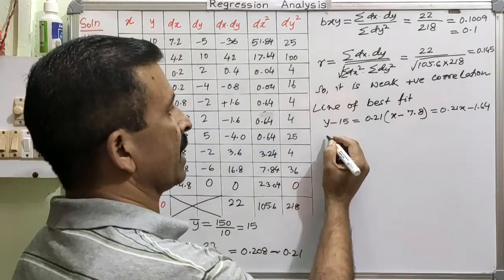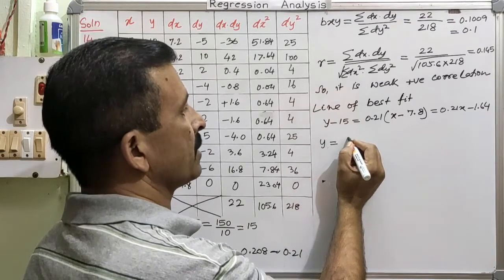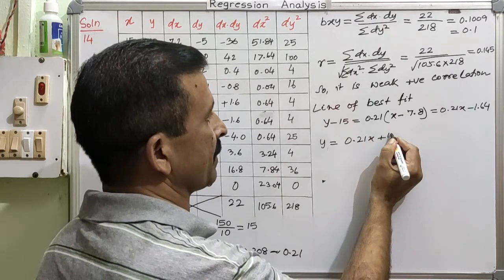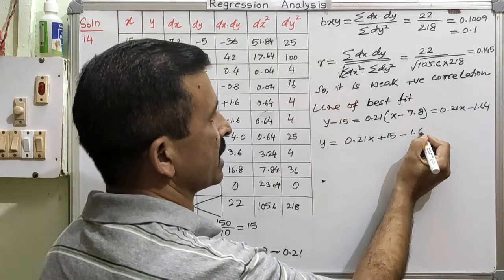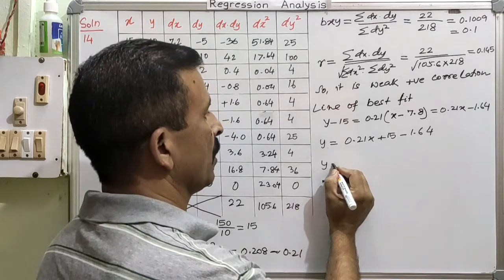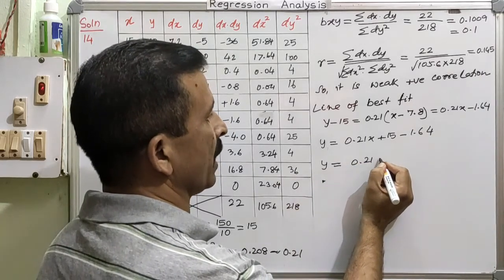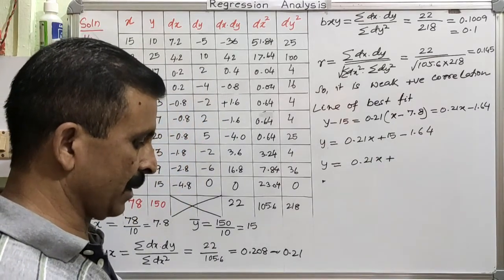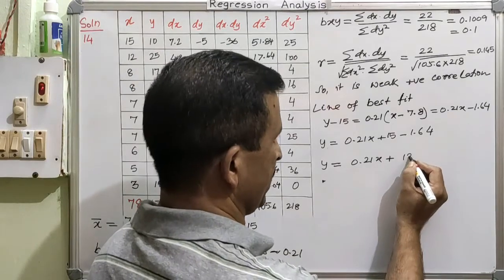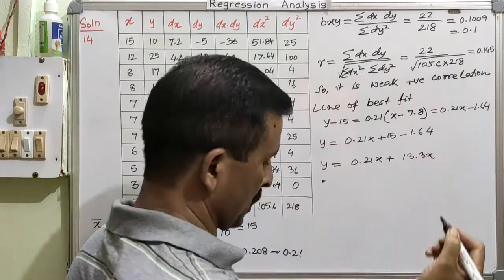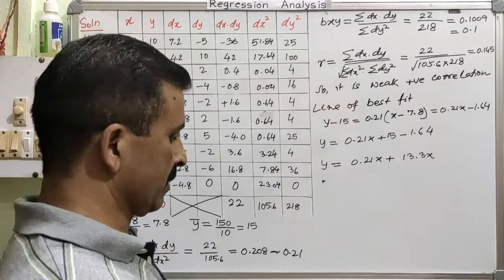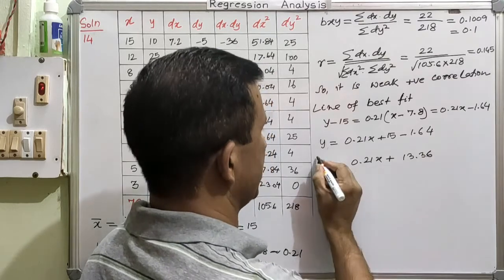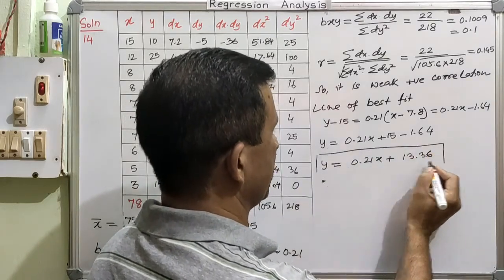Now we will write down y is equal to 0.21x. This minus 15 goes to that side, will become plus 15 and minus 1.64. Finally, your equation will be y is equal to 0.21x plus 15 minus 1.64. 15 minus 1.64, so it will become 13.36. Is this very clear? So this is your line of best fit.